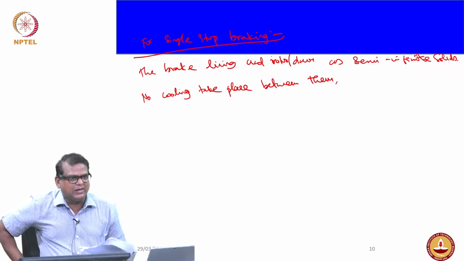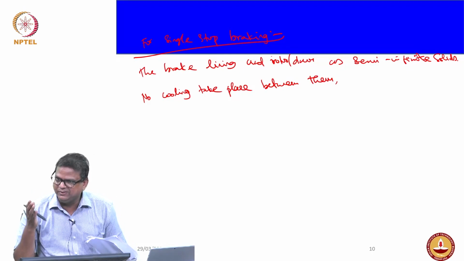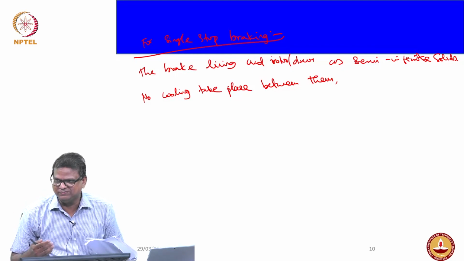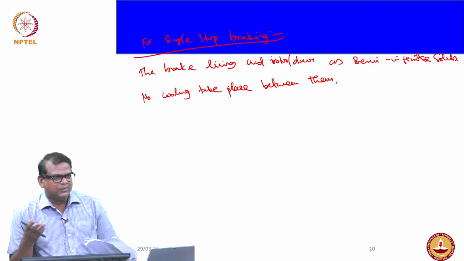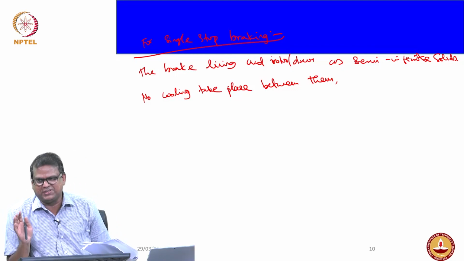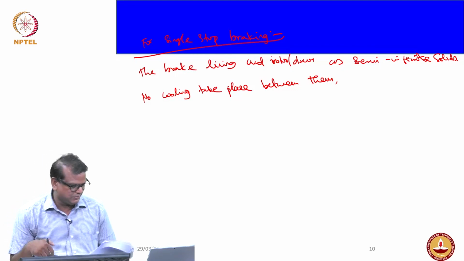So, I need to identify how much heat is absorbed by the drum and how much heat is absorbed by the brake lining. I have to find it individually. The only way is to find the heat transfer through the thermal resistance, since the temperature is not known accurately.